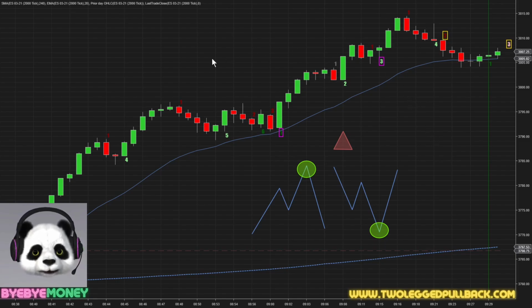If you look at the chart, there's a bunch of numbers above and below the candles. The dark red and dark green numbers represent second entries or two-legged pullbacks, and the magenta boxes represent traps.